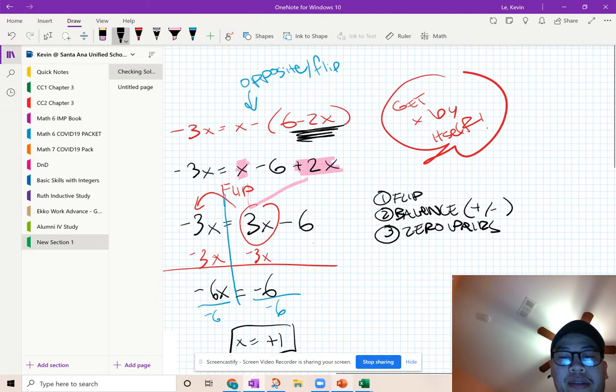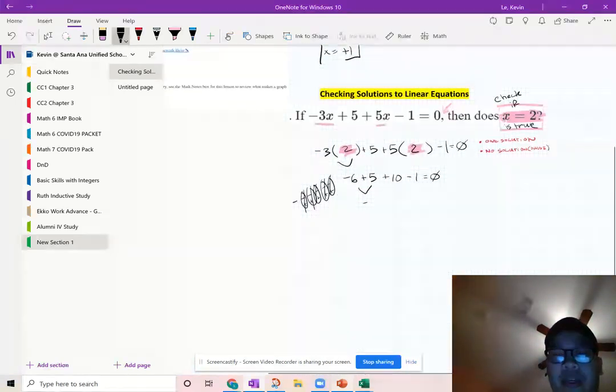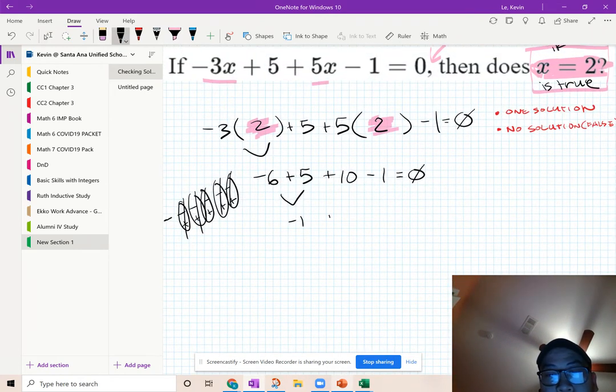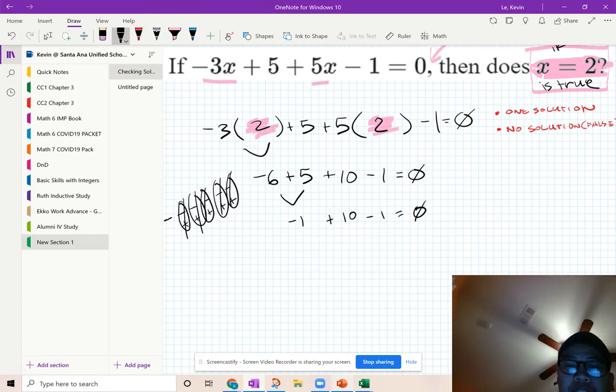This is negative 1. Let me bring that back up. There we go, so we got negative 1. Then you bring down the 10 and the minus 1 equals 0. Let's combine some more. Negative 1 plus 10 is like saying I owe somebody $1 from 10 positives, so that'll be 9. And then 9 take away 1 at the very end is going to be 8.